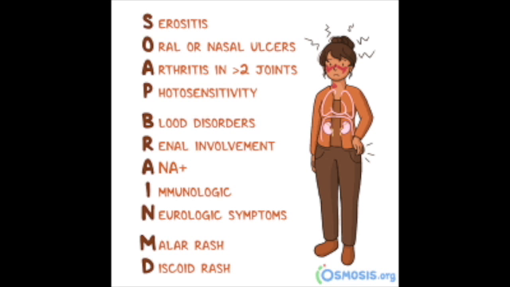B, for blood, you might have antiphospholipid syndrome, Raynaud's, other vascular phenomena. R for renal abnormalities, which is the most serious abnormality for people with SLE. A, ANA positive. I, immunologic findings like the anti-dsDNA, anti-Smith, antiphospholipid antibody, and anti-Ro, which is neonatal lupus. N, which are neuro symptoms. M, which is a malar rash, which also spares the knuckles, which is helpful in differentiating for dermatomyositis. And D, discoid rash, which is a chronic cutaneous lupus.